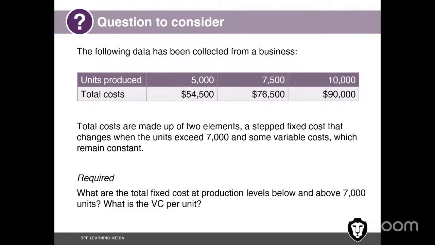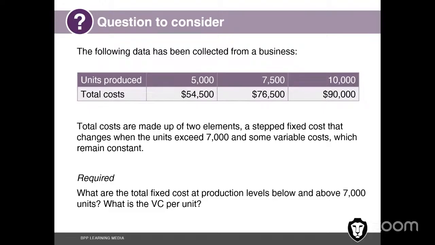It says total costs are made up of two elements, a step fixed cost that changes when the units exceed 7,000 and some variable costs which remain constant. So they ask, what are the total fixed costs at production levels below and above 7,000 units? And what is the variable cost per unit? All right. You know how you're going to figure that out?